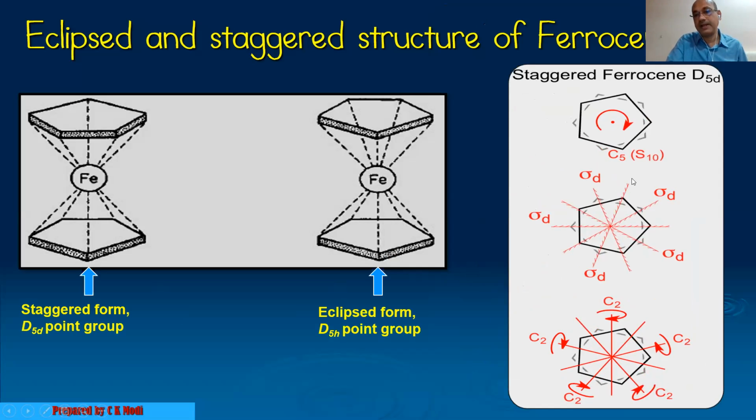Look at this sigma d. Where are they situated? Either you consider it as sigma v or you consider it as sigma d. These are the C2s. They pass in between two C2s. So if I consider this C2 and this C2, here we consider it as sigma d. So for the 5 C2s, 5 sigma d planes are present.